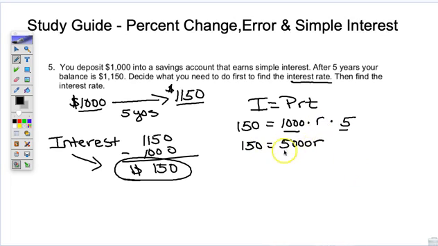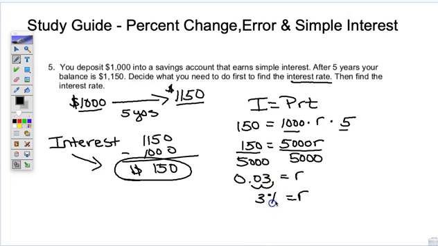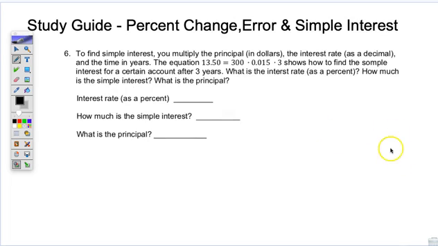To undo this multiplication, let's divide both sides by 5,000. If you divide 150 by 5,000, you are going to get a decimal. But of course we can move that 2 places to the right so that we can add our percent symbol, and the answer is 3%. Let's go on to number 6.